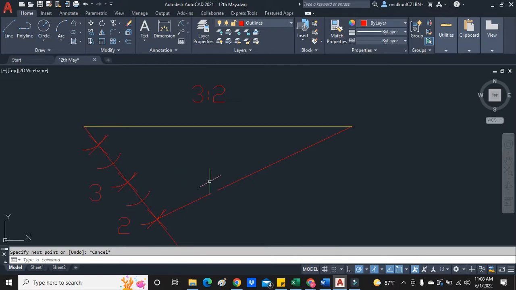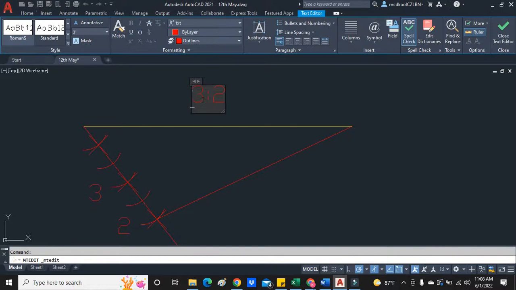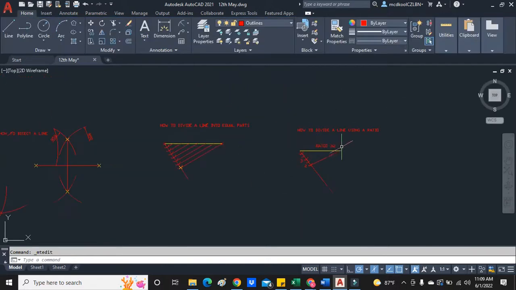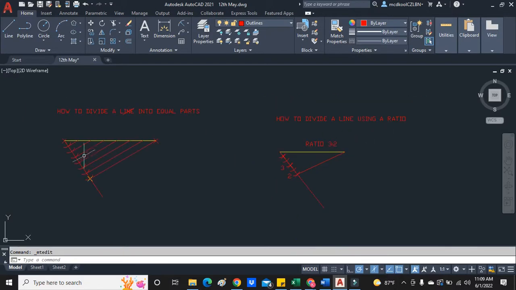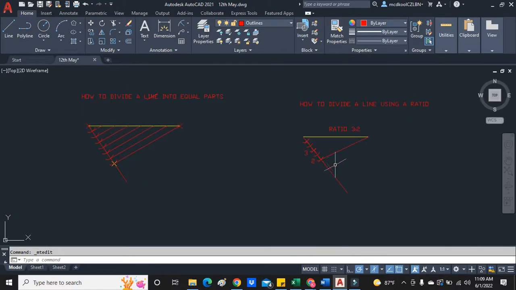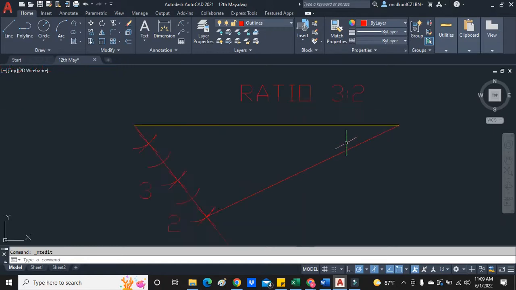What do I do from? Do I need to do it for each, or am I only doing it for the ratio? Do I need to do it for each? Hmm? Remember this question. This question is that we're dividing a line using a ratio. So am I dividing it into equal parts, or am I using the ratio?